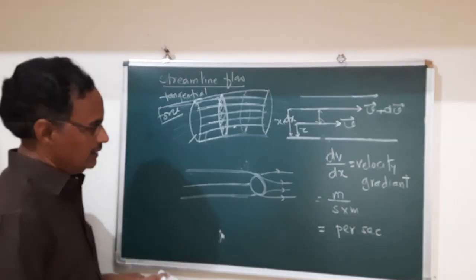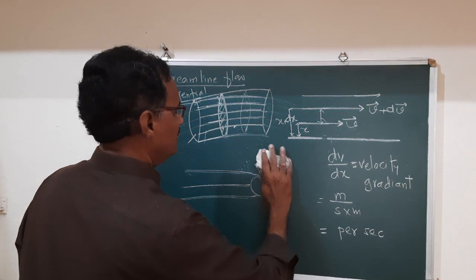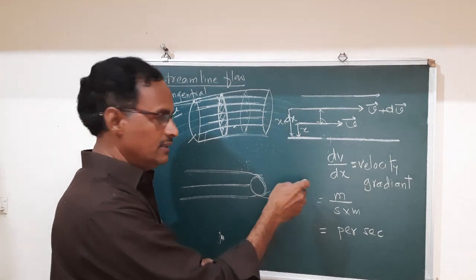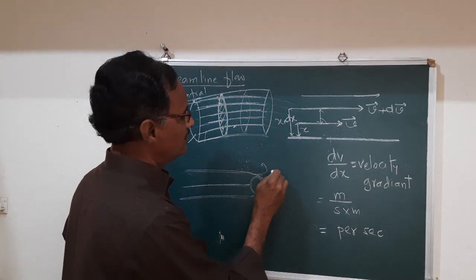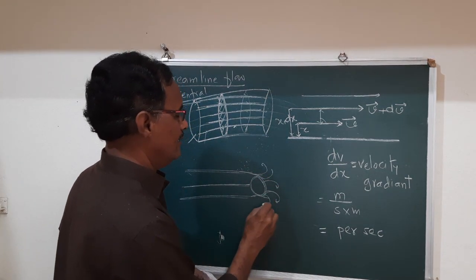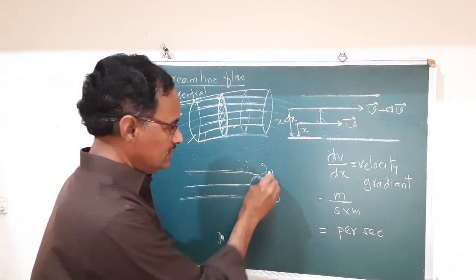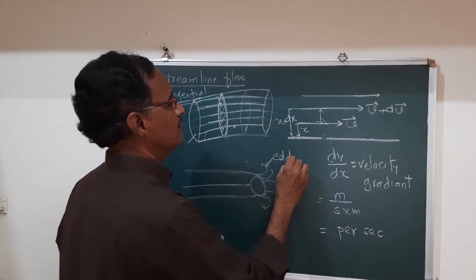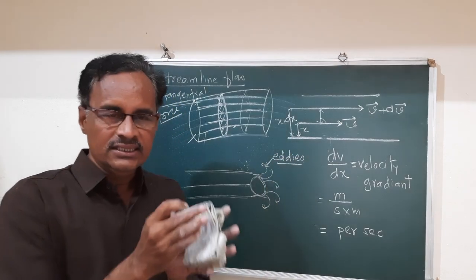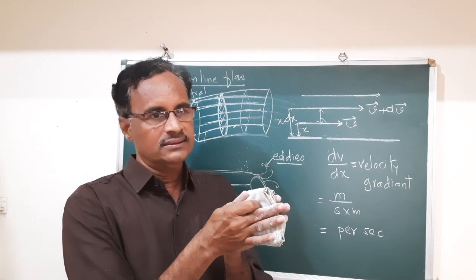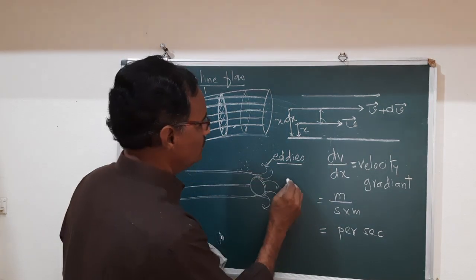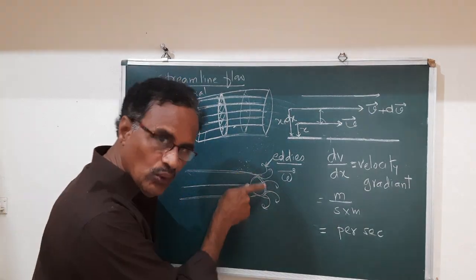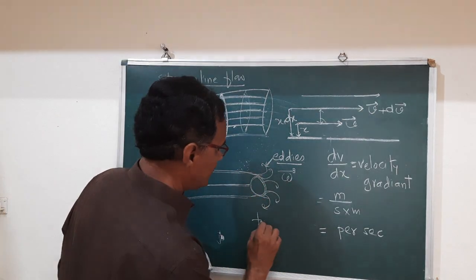But suppose there is an obstacle and the velocity is not continuously in a straight line, but it is turned. Then these are just like eddies, circular. It means it does not obey the straight line path. It curves and has an angular velocity omega. At that time, that flow of the fluid is called a turbulent flow.